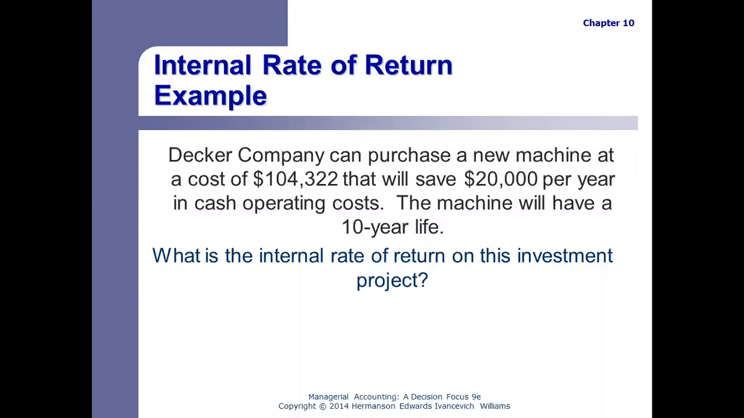Okay, so the cost of $104,322, we're going to be paying money out right now, right? So that's already at present value. So the present value is $104,322. However, because it's purchasing machines, cash is going to be going out. So that's a negative, that's an outflow. So you have to type in 104,322, and you have to make that negative.